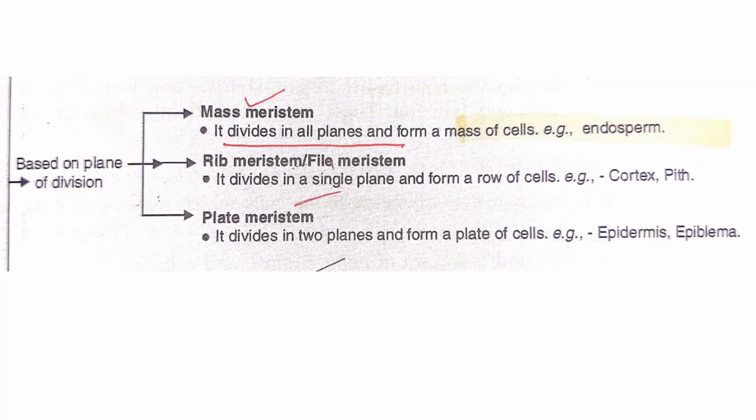Next, based on the plane of division, the meristem is divided into three categories. One is mass meristem. It divides in all planes and forms a mass of cells, as for example in endosperm. Then rib meristem or file meristem. It divides in a single plane and forms a row of cells, for example cortex and pith. Plate meristem divides in two planes and forms a plate of cells, as in epidermis and epiblemma. Epidermis is the outer layer of the stem, and what is epiblemma? It is the outer layer of the root.